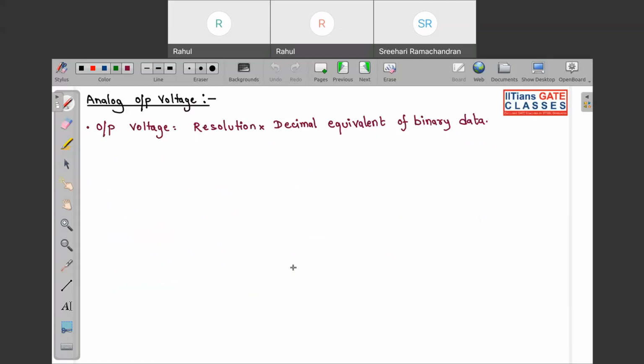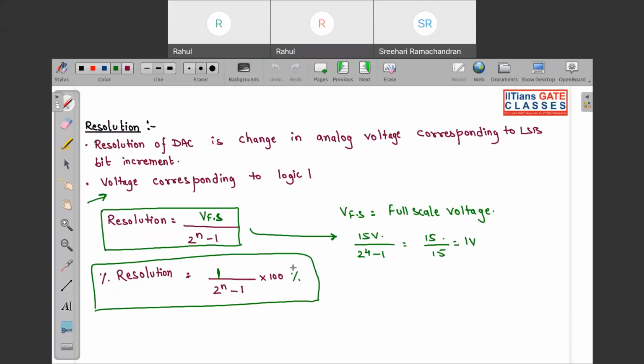This is the same thing that I have written here. From this formula we can write that V full scale is equal to resolution into 2 to the power n minus 1.